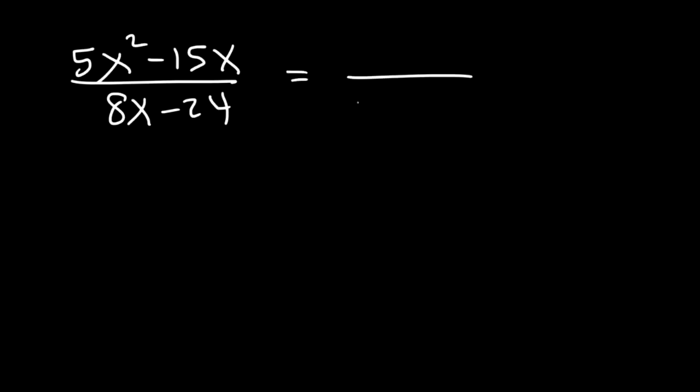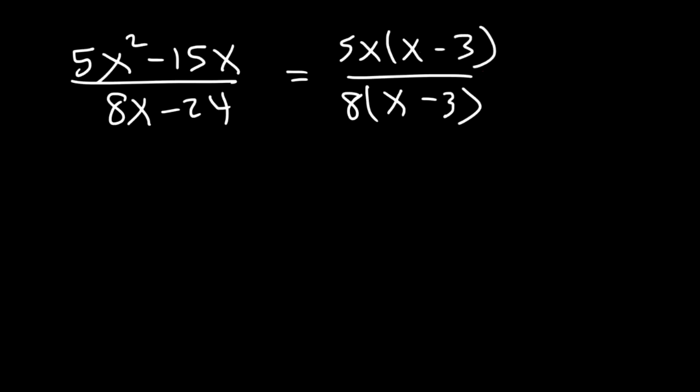So in the denominator, we can take out the GCF, the greatest common factor, which is 8. 8x divided by 8 is x. Negative 24 divided by 8 is negative 3. In the numerator, we can take out a 5x. 5x squared divided by 5x is x, and negative 15x divided by 5x is negative 3. So we can cancel the common term x minus 3. So the final answer is 5x divided by 8.